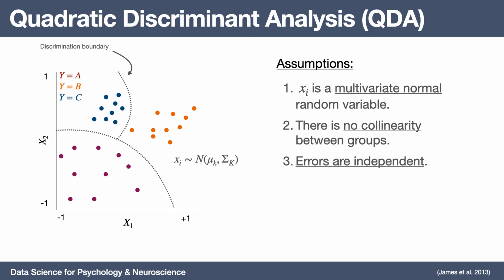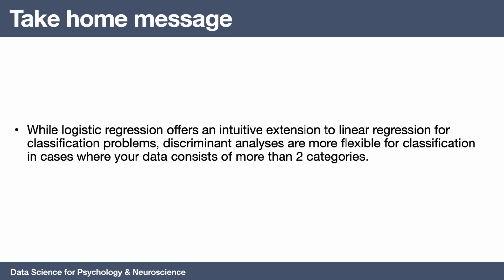But inference about the distributions themselves gets tricky. You can recover the underlying means and variances and try to make an intuitive understanding about the relationship that way, but it doesn't have the same elegant mapping as what you have with logistic regression. So you can think about discriminant analysis as being more on the prediction side, and logistic regression being more on the inference side. But I hope you can see that while logistic regression offers an intuitive extension to linear regression for classification problems, discriminant analyses like LDA and QDA are more flexible for classification in cases where your data consists of more than two categories, something that we see a lot.